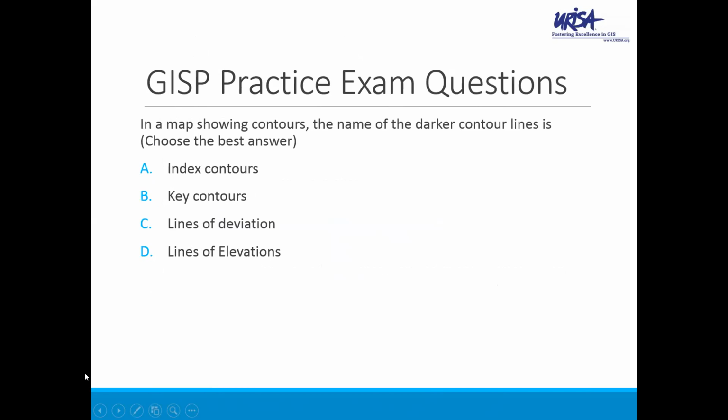So I included a few GISP practice exam questions from the cartography and visualization section, and I'm just going to read through these pretty quickly. So the first example is that in a map showing contours, the name of the darker contour line is, choose the best answer. For this one, it's A, index contours. Again, these practice exam questions are just to give you a feel of what you might see in the cartography and visualization section.